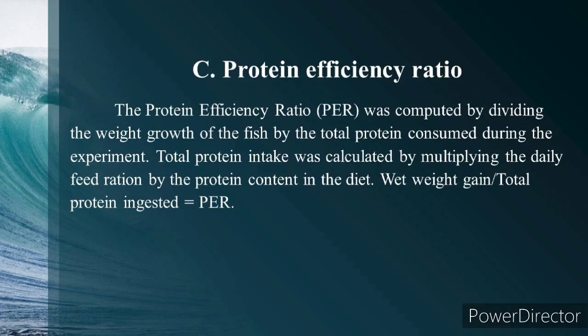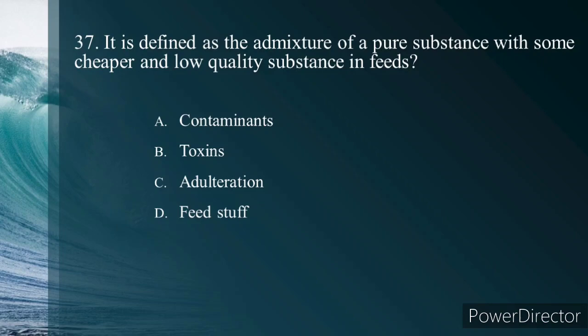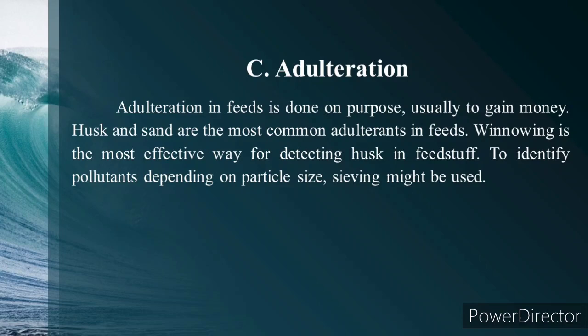Number 37. It is defined as the admixture of a pure substance with some cheaper and low quality substance in feeds. A. Contaminants. B. Toxins. C. Adulteration. D. Feedstuff. The answer is C. Adulteration.